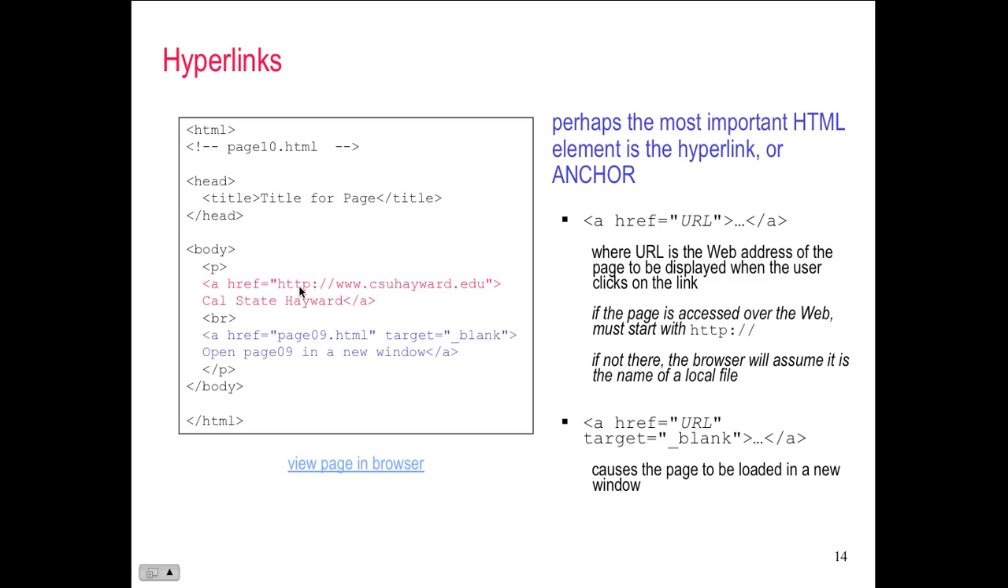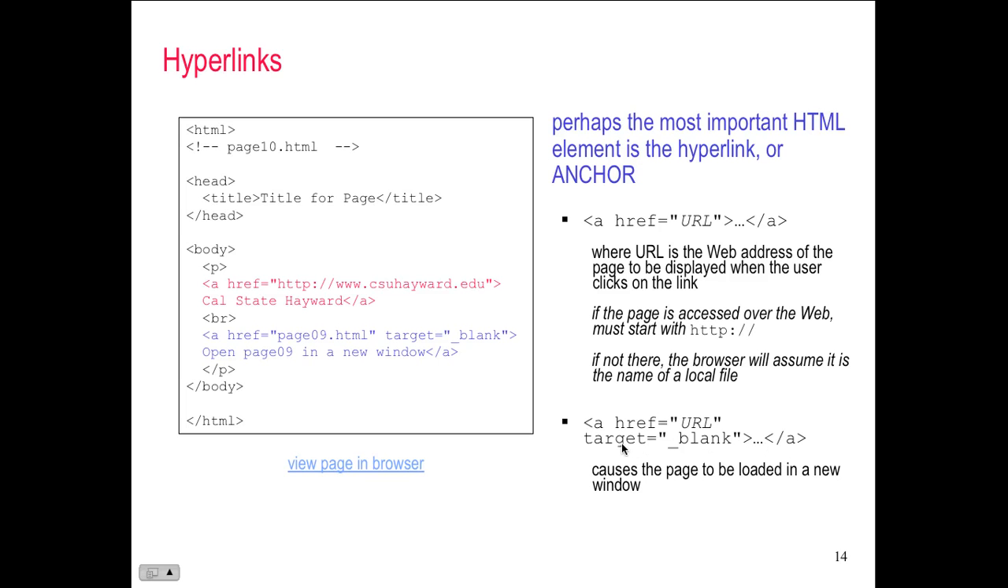You can also put the word file, file colon, in there if you're loading a local file instead of an HTTP page. The colon and the slash are going to be our directional information, telling us where to navigate. If not, the browser will assume that it's the name of a local file.